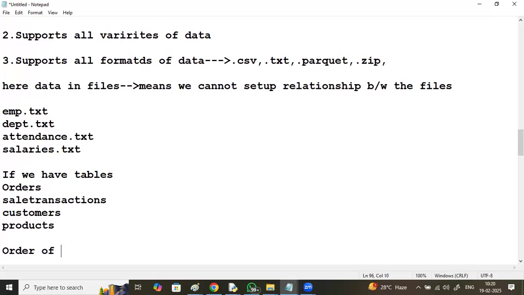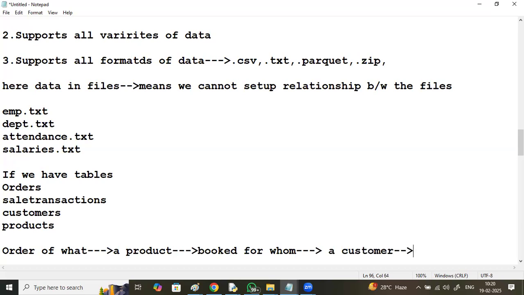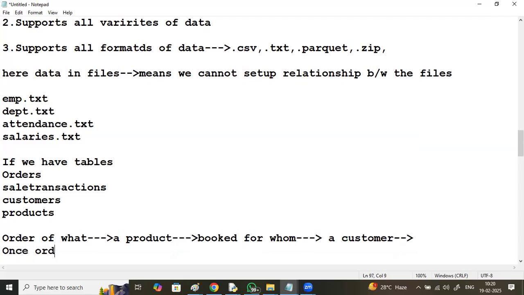Order of what? A product. Booked for whom? A customer. Once the order is confirmed, it is a sales transaction in this way. So here, order of what? A product. Booked for whom? A customer. Once that order is confirmed, it is a sales transaction in this way.